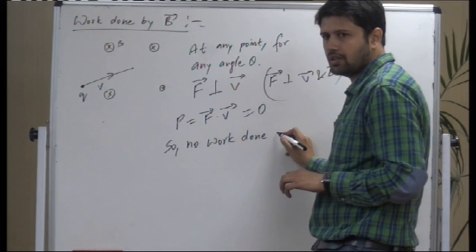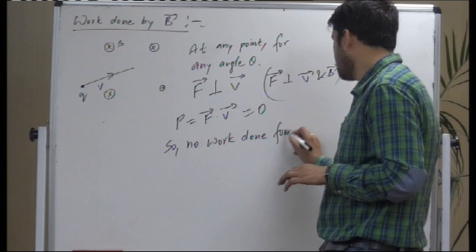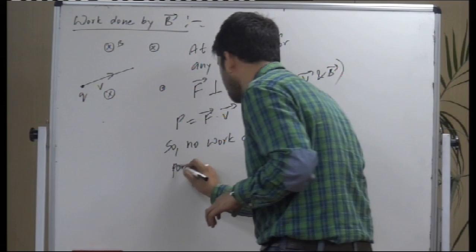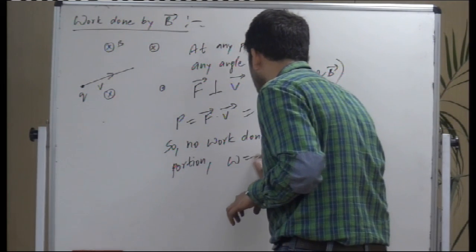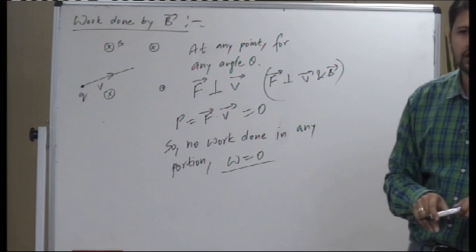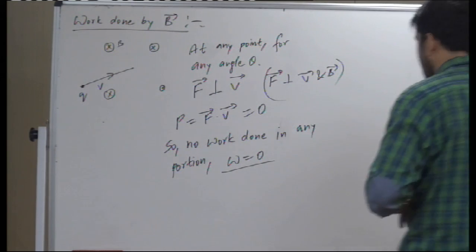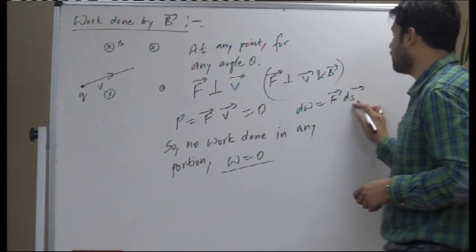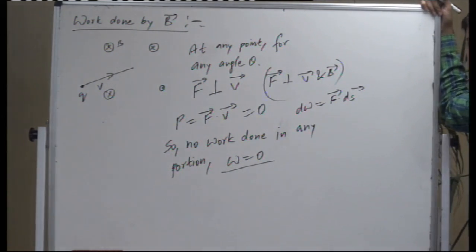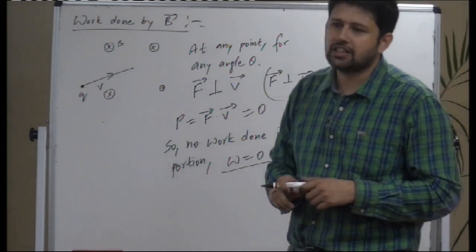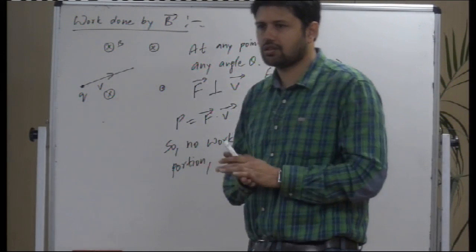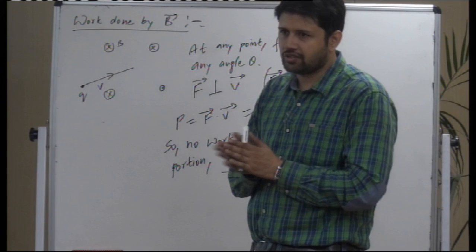For any portion, the work done is also 0. You can think of it as F dot ds. If you try to find dW, which is F dot ds, this small displacement ds would be along the velocity, and the dot product would be 0 again every time. So the magnetic field never does any work, whether the path is a complete circle, a half circle or whatever the portion may be.